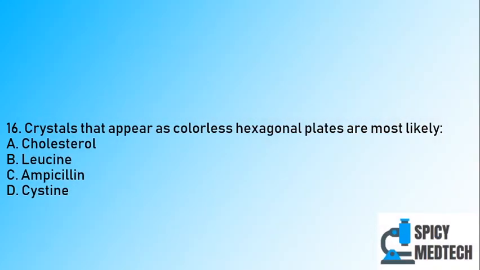Number 16. Crystals that appear as colorless hexagonal plates are most likely A. Cholesterol, B. Leucine, C. Ampicillin, or D. Cystine. So the answer for number 16 is letter D, cystine.